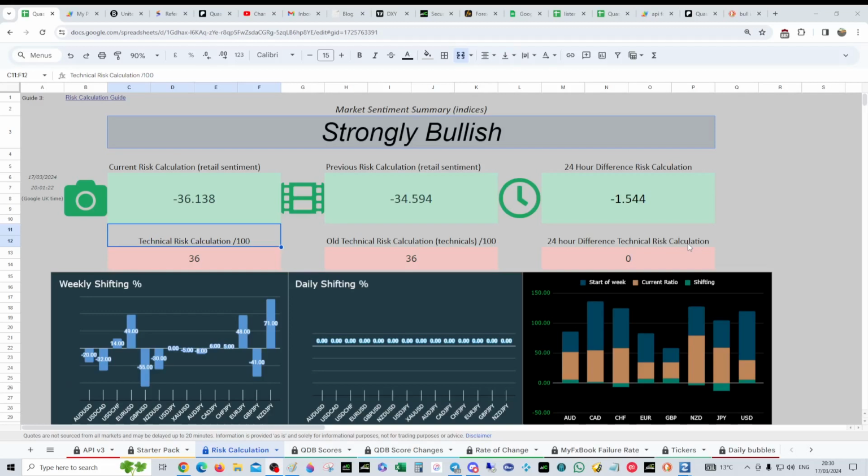I guess it doesn't really matter too much because at the big picture, you know what the situation is. There's 36 bears versus the one bull. It's very, very skewed. It's very crazy.